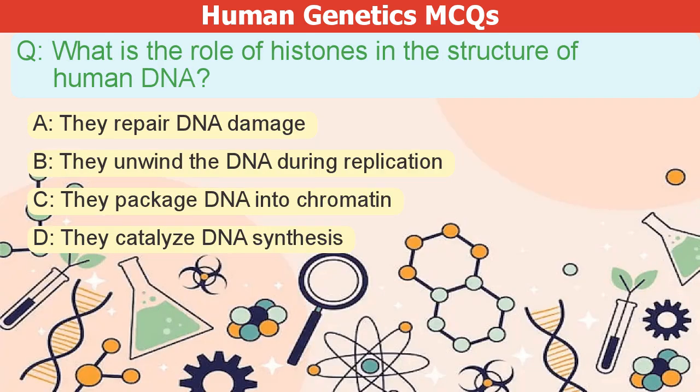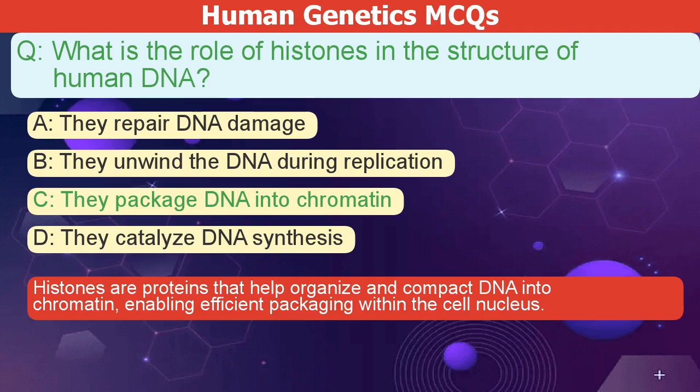What is the role of histones in the structure of human DNA? A. They repair DNA damage. B. They unwind the DNA during replication. C. They package DNA into chromatin. D. They catalyze DNA synthesis. The correct answer is C. Histones are proteins that help organize and compact DNA into chromatin, enabling efficient packaging within the cell nucleus.